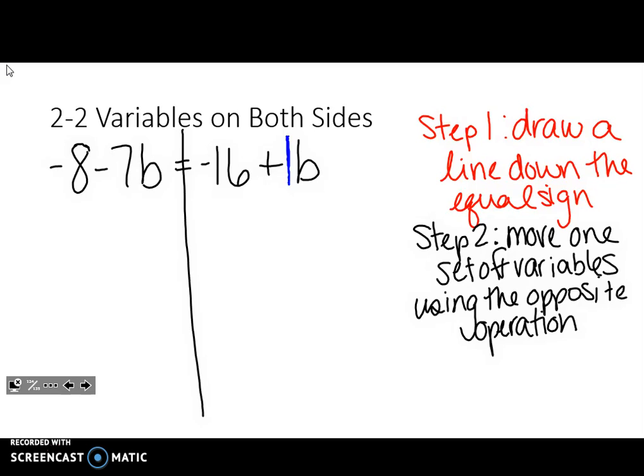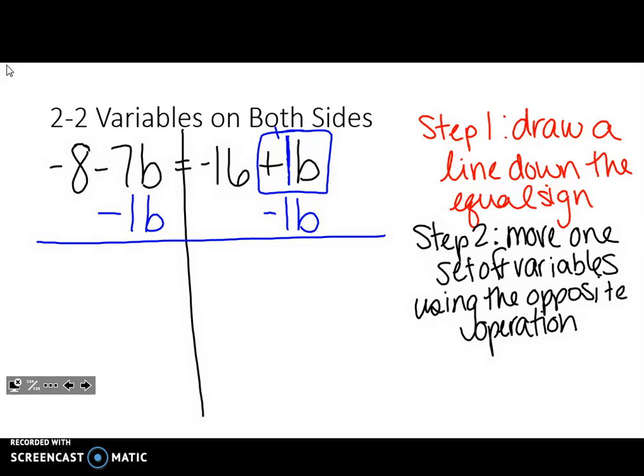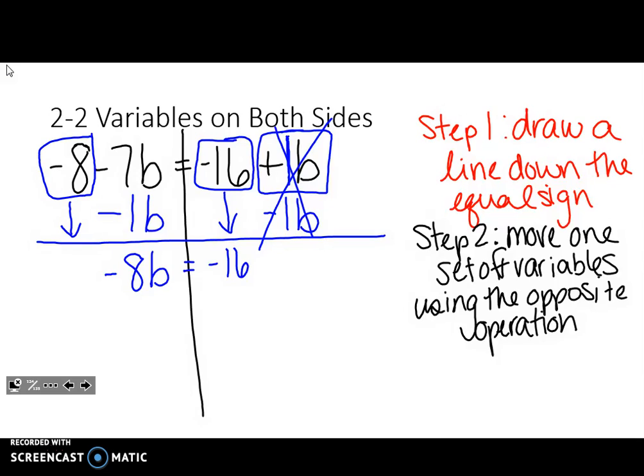It doesn't matter which group of variables we move, so this time I'm going to move that 1B from the right side to the left side. Since it's a positive 1B, I have to subtract it in order to move it across the equal sign. Inverse operation. This is a -16, so I bring it down. I get -7B minus 1B is a -8B. And then this is still a -8. So I bring it down to my equation.